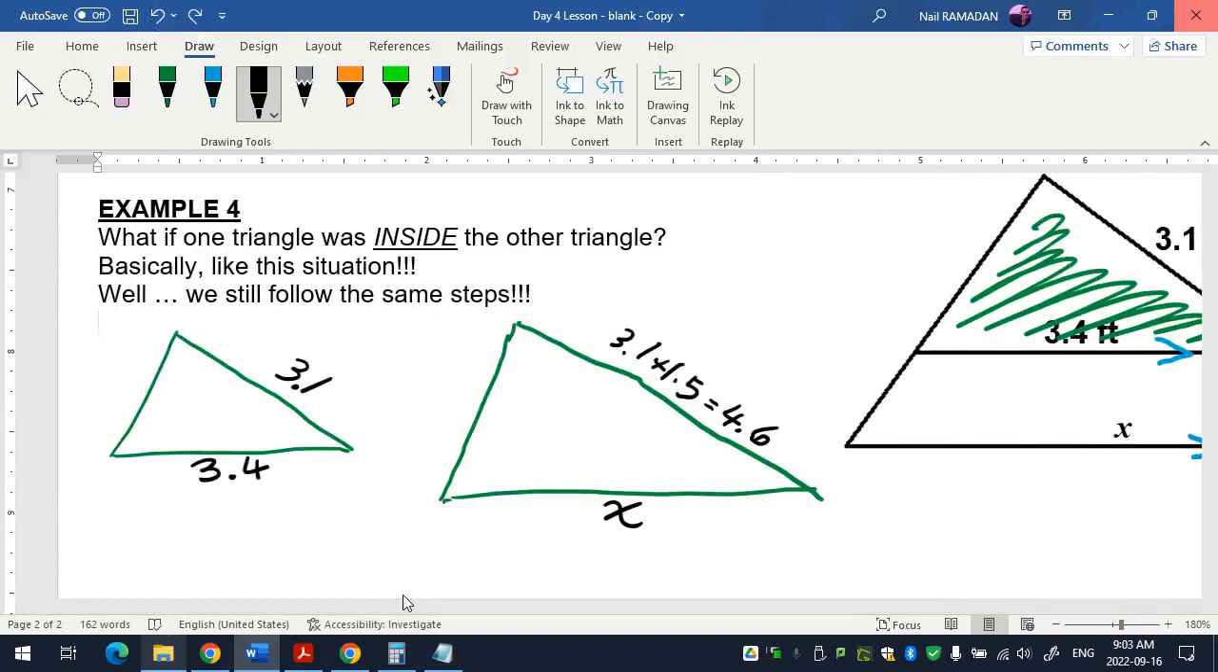Okay, what do I do? Label: A, B, C, X, Y, Z.